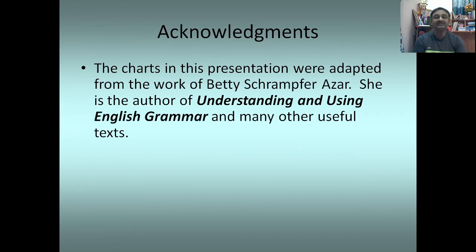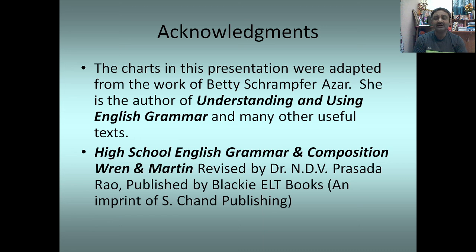So I have taken these charts for preparing the presentation, which is adapted from the work of Betty Azar, who is also the author of Understanding and Using English Grammar and many other useful texts which I have referred. And another very famous book, I think, which we all have studied over the years, High School English Grammar and Composition by Wren and Martin, which is revised by Dr. N. D. V. Prasada Rao, and it has been published by an imprint of S. Chand.